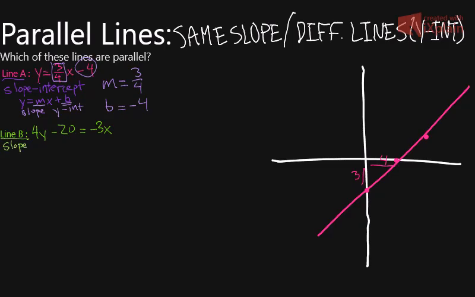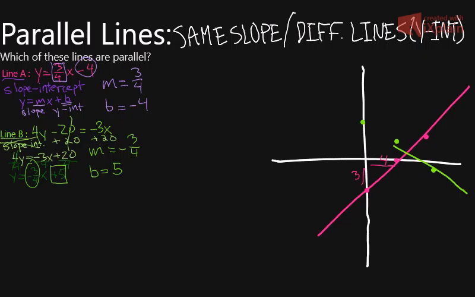Line B is 4y minus 20 equals negative 3x. This isn't slope-intercept form, so we're going to have to put it in there by adding 20 to get rid of it, and then we're going to divide everything by 4 so we can get the y by itself. So the slope equals negative 3/4, and the y-intercept is 5. And there's the line on the graph. As you can see, the numbers may be the same, but since it's a negative, line A is not parallel to line B.